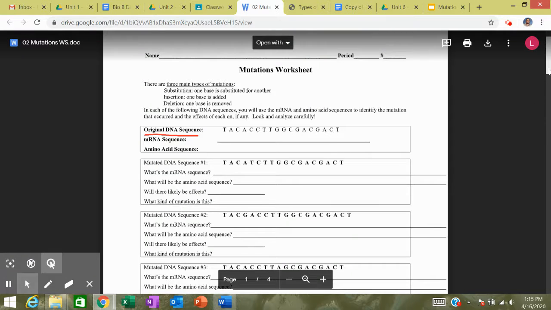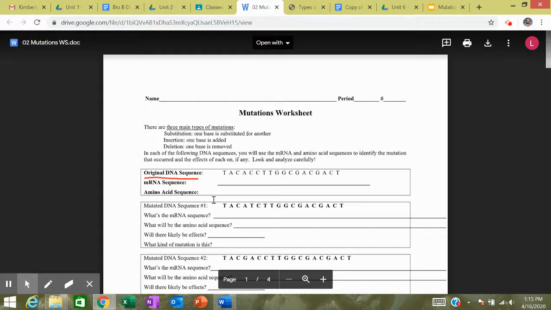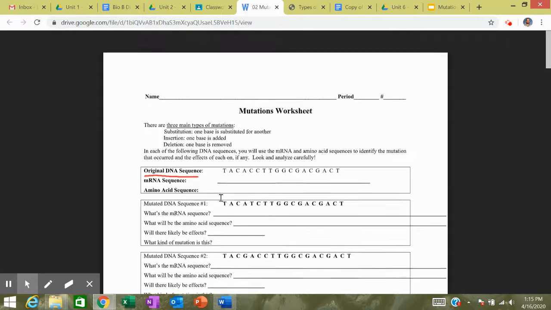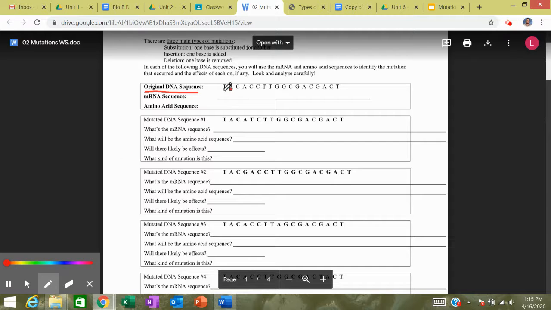Earlier you got a codon wheel. You're still going to need that codon wheel. So for the mRNA sequence, T is going to bond with A, A is going to bond with U, and C is going to bond with G. Now you're going to put those three letters into your codon wheel or your codon square, whichever one you have, and you're going to write the amino acid sequence underneath.